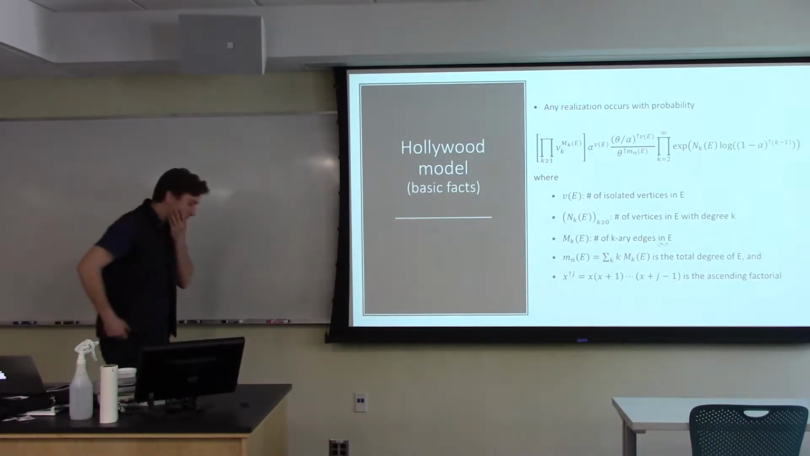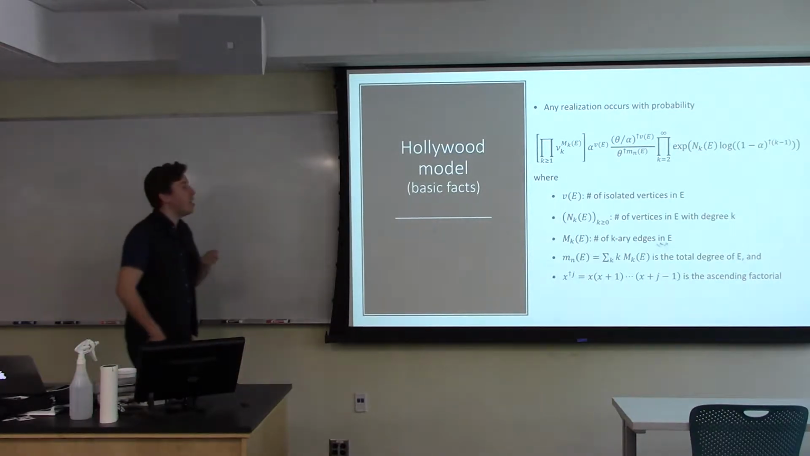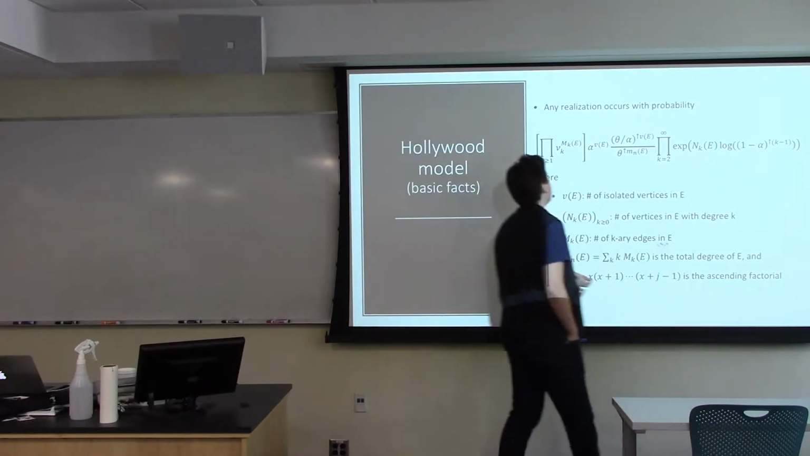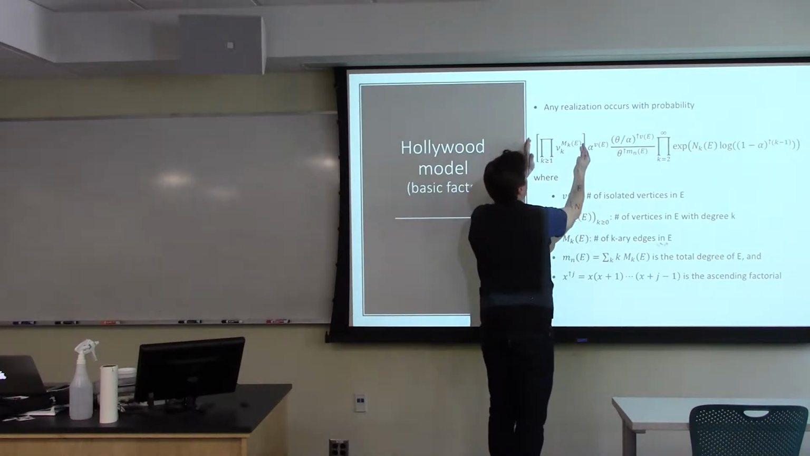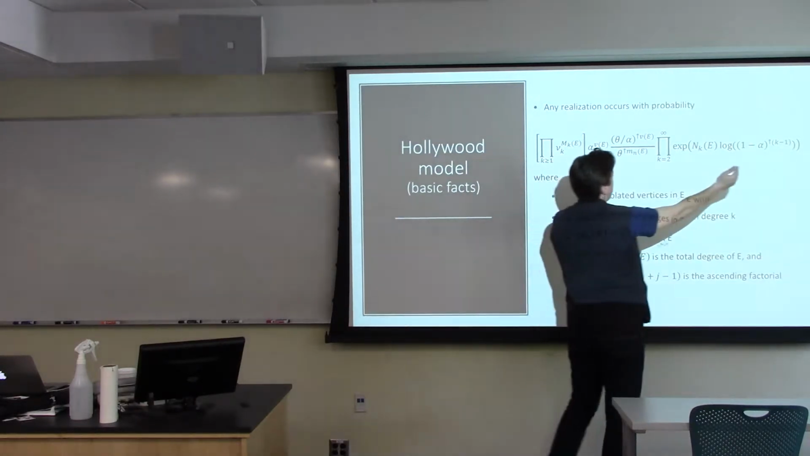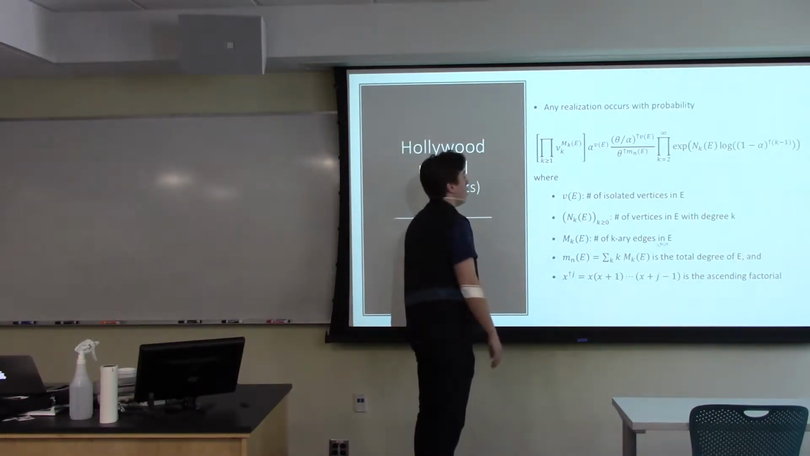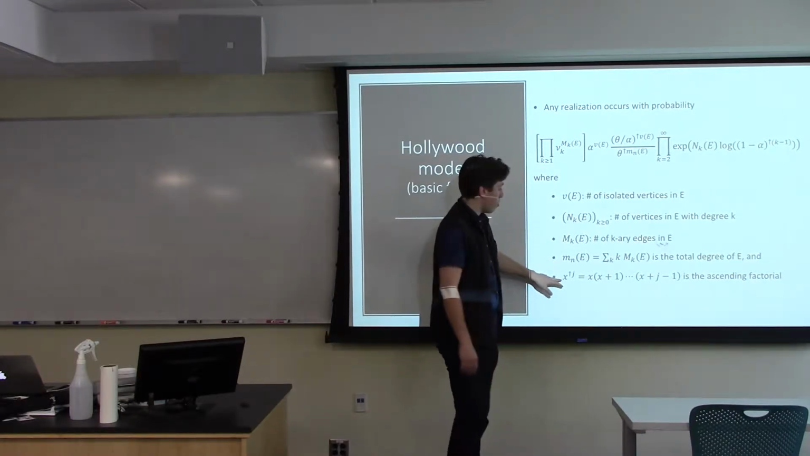So the reason the Hollywood model is nice is because you can say a lot of things about it theoretically. The first thing you can do is write down the probability distribution for this object. Any realization occurs with the following probability. You have the normalizing term out front, and then you have the second term, which we don't need to go through each piece of. The idea is you have different terms, and what matters overall is the number of isolated vertices, the number of vertices of degree k, the number of k-ary edges, and the total degrees, and this is the rising factorial term.